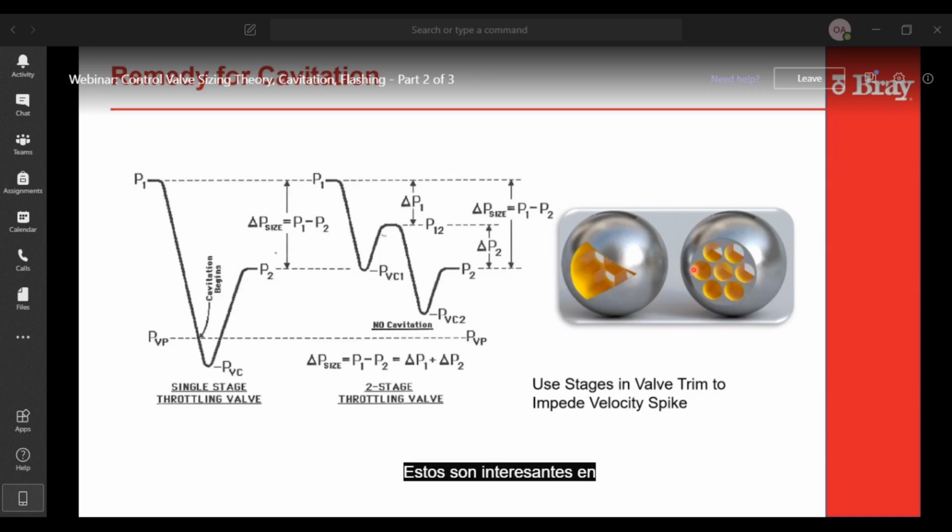These are interesting trims on the right here. So those I think are metal printed flow patterns through V-ported ball valves, which then create a multiple pressure drop area. Is that what you're talking about? Right. That gives a second stage to the pressure to minimize the velocity spike all at once. Right. And with metal printing, there's so many possibilities now.